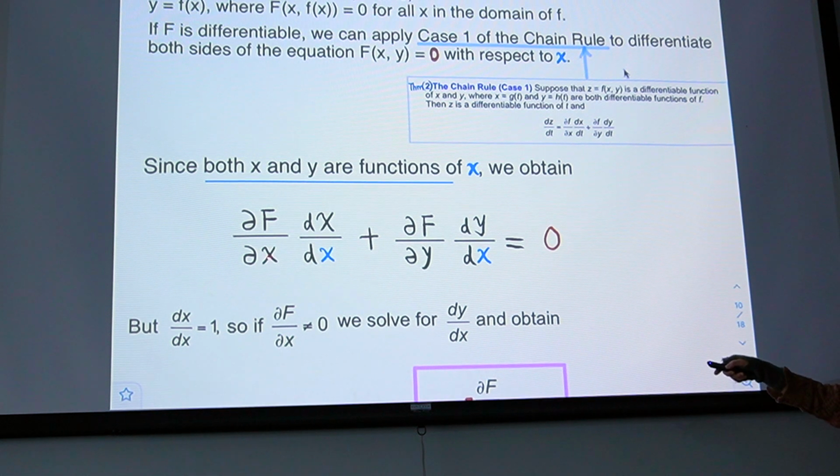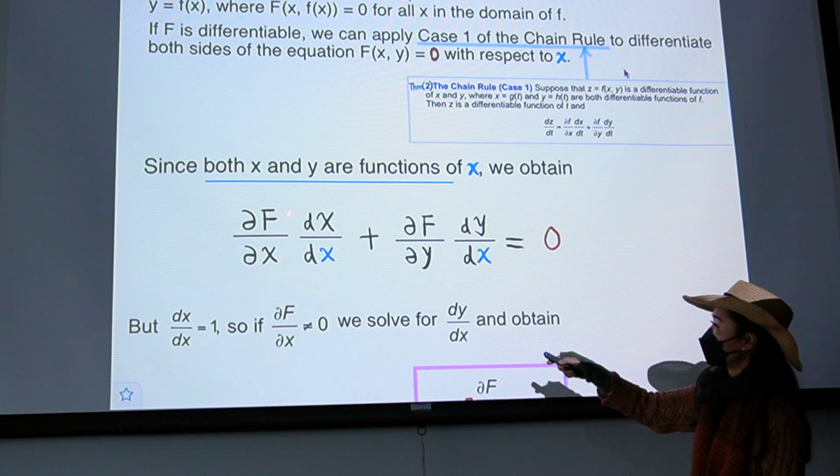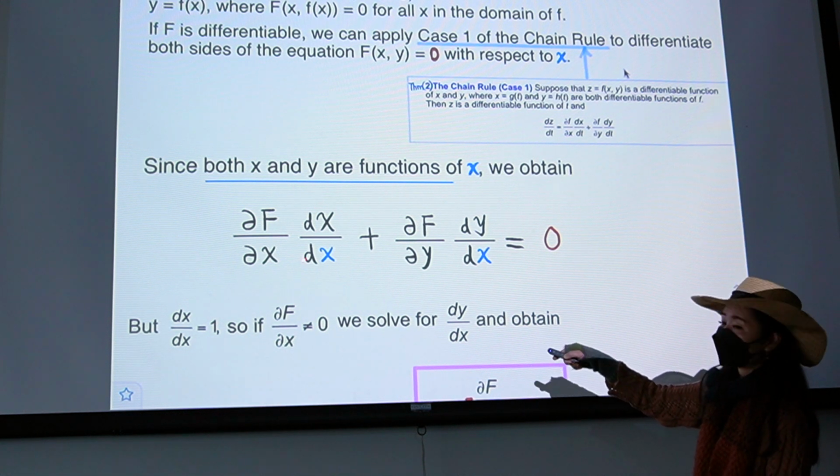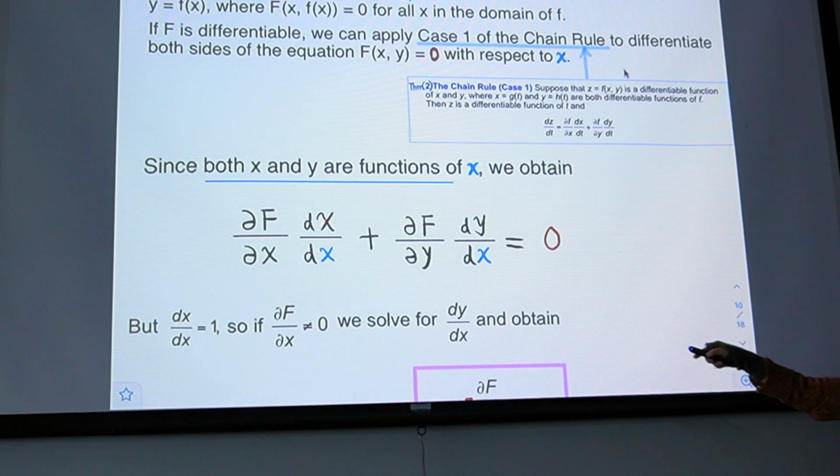partial f, partial x times dx dx. We replace the t and t here by x and x. That's the derivative of the function with respect to x. So you got this side over here. But what do we know about dx dx? What's the derivative of x with respect to x?